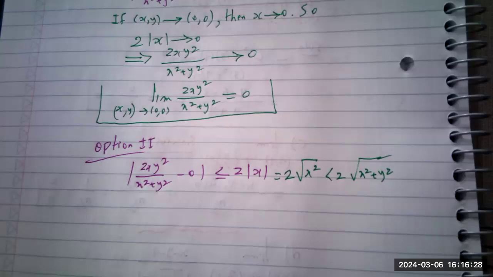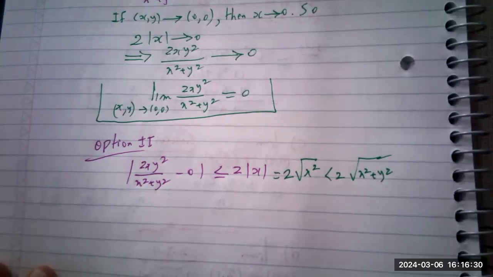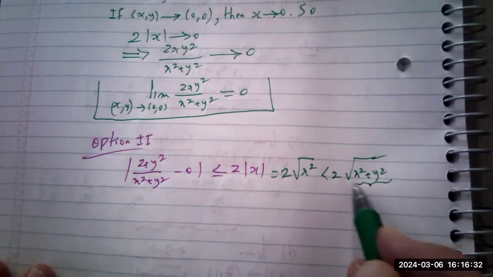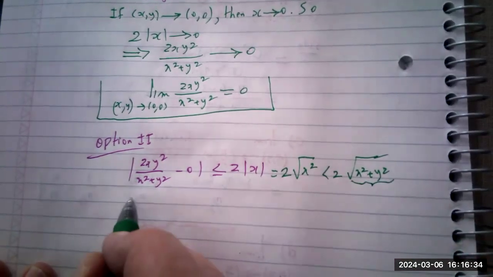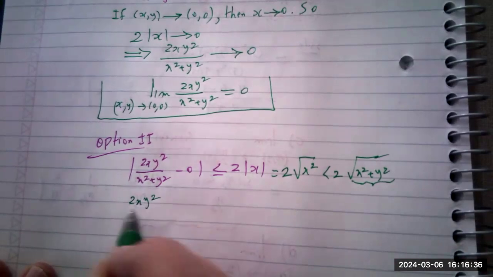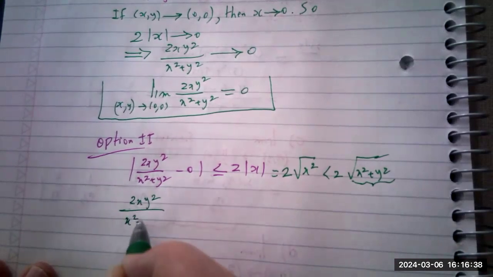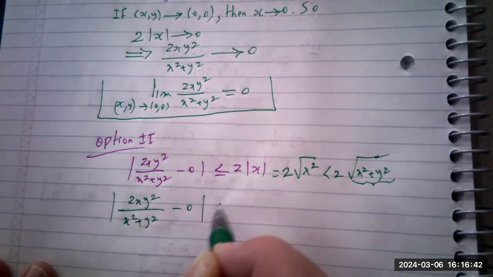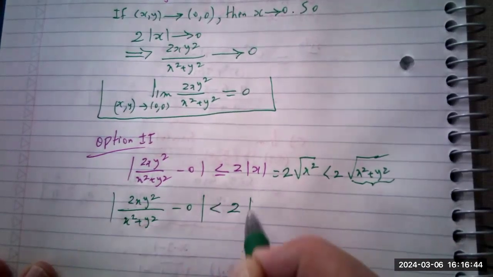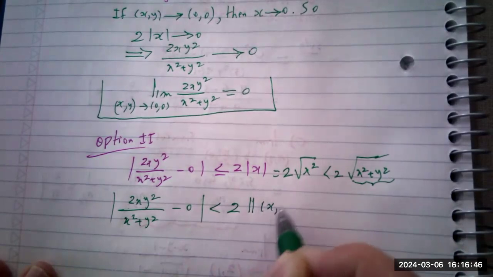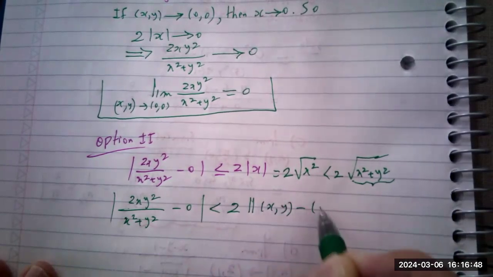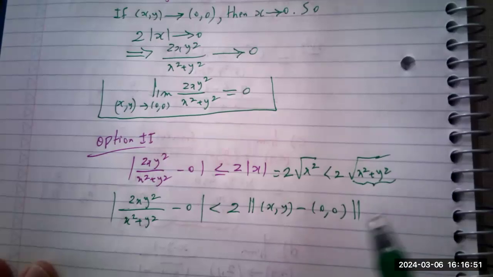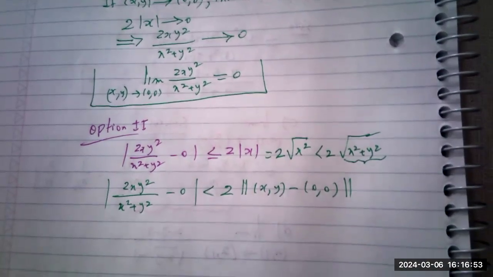Remember? That gives x squared plus y squared. So this would be the norm. So you have the absolute value of 2xy squared over x squared plus y squared minus 0 is less than 2 times the norm of (x, y) minus (0, 0). See, the distance from the origin.